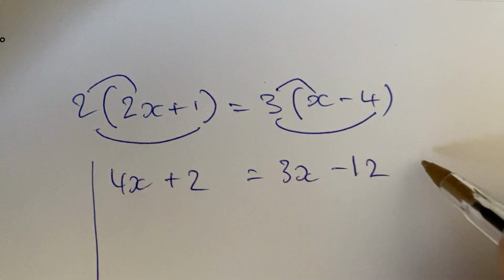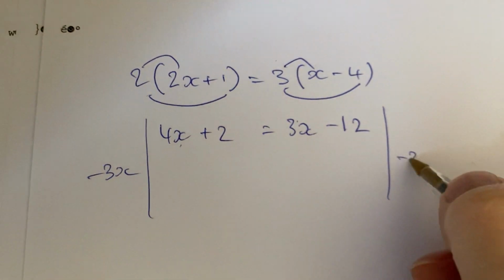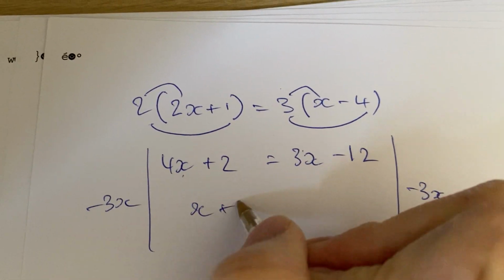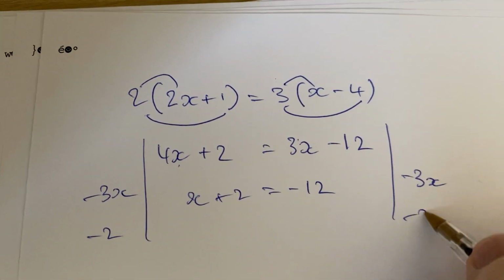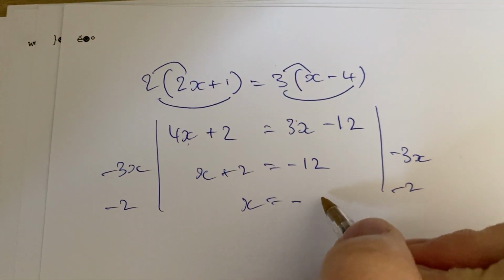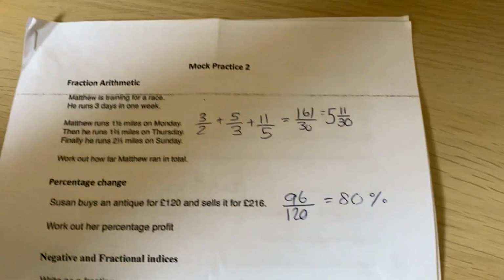And then what you're going to do, this side's got most x's, get rid of those 3 x's from both sides. So you're left with x plus 2 equals negative 12, and then get rid of the plus 2 from both sides by taking it away. And don't be scared if your answer is like that. Right, let's turn over.